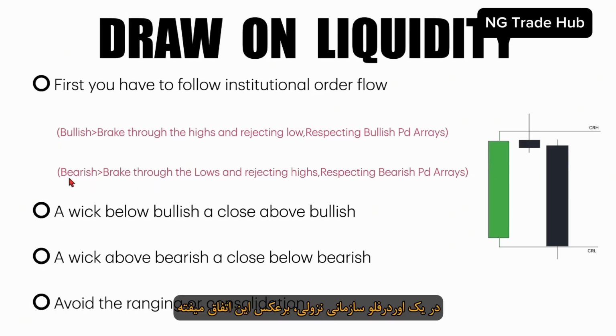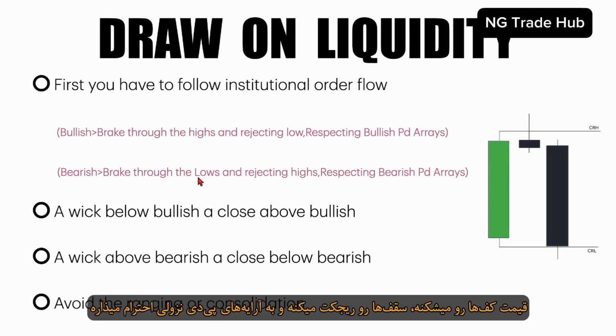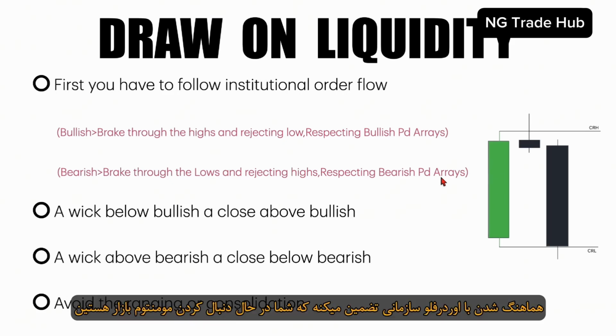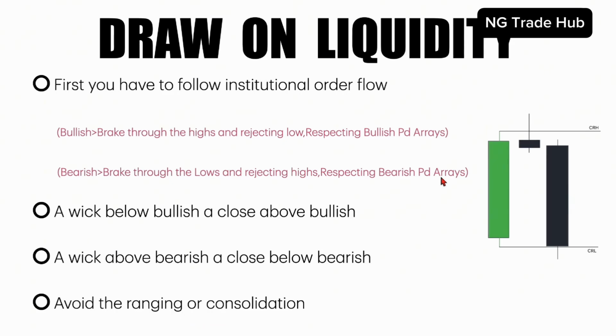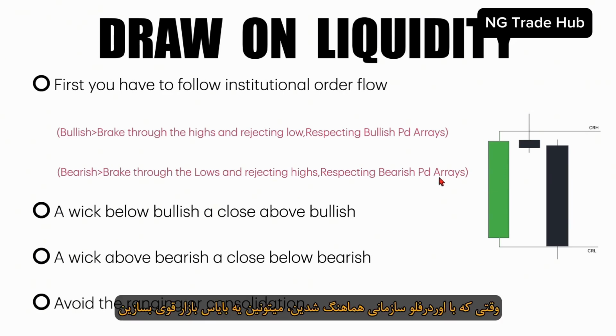In a bearish institutional order flow, the opposite happens. Price breaks lows, rejects highs, and respects bearish PD arrays. Aligning with institutional order flow ensures that you're following the market's momentum rather than fighting it. Once you have aligned with the institutional order flow, you can build a strong market bias.